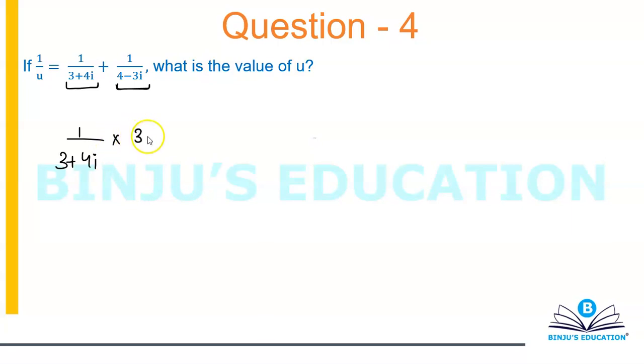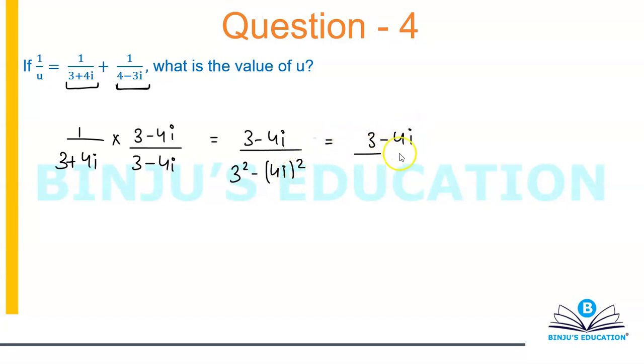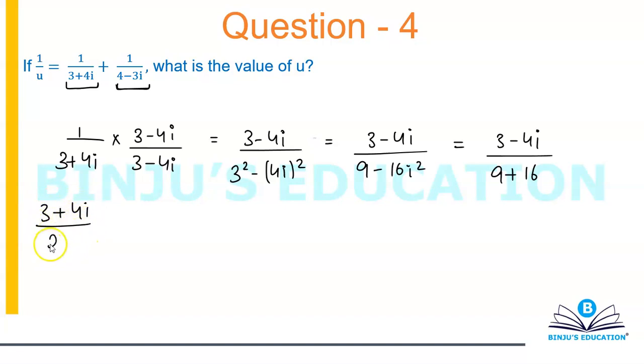So this will become 3 minus 4 iota divided by 3 minus 4 iota. In the denominator you have a plus b into a minus b, which is a square minus b square. So this will become 3 minus 4 iota divided by 9 minus 16 iota square, which is 3 minus 4 iota divided by 9 plus 16, which is 3 minus 4 iota divided by 25.